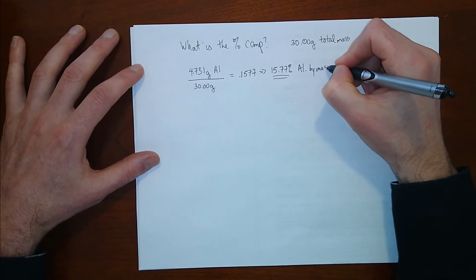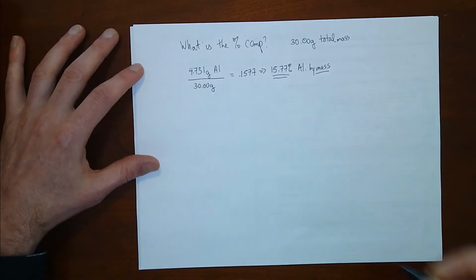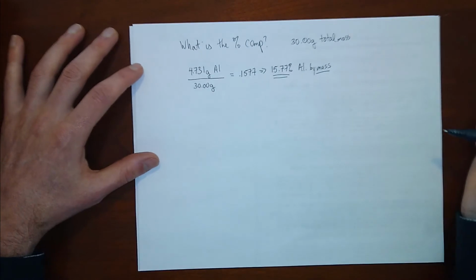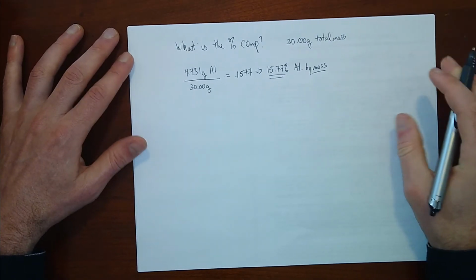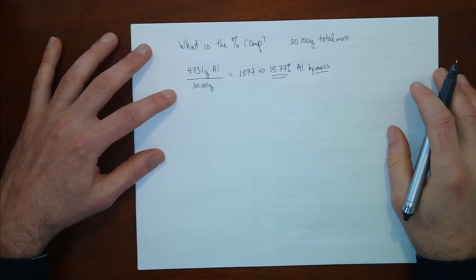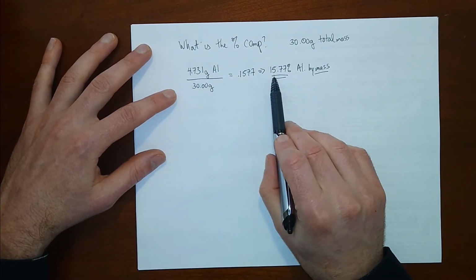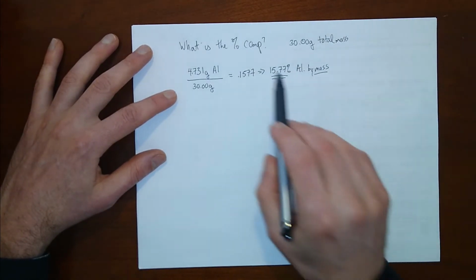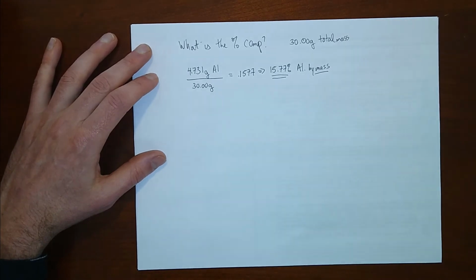Again, we're going to be careful to keep in mind here, we're talking about the percentage of mass, not the percentage of numbers of elements compared to each other. It doesn't mean that there are 15 aluminums for every however many oxygens. It means that the mass is 15%.